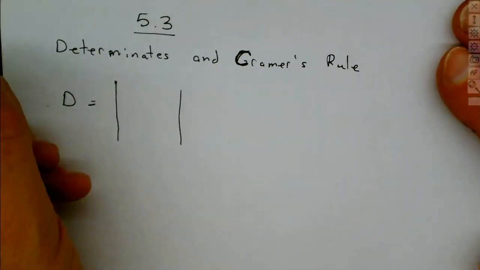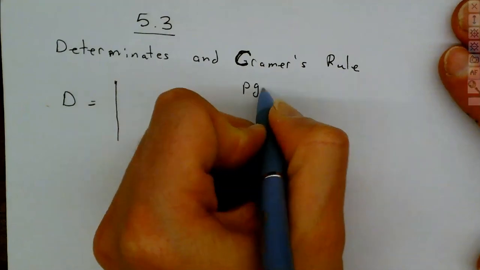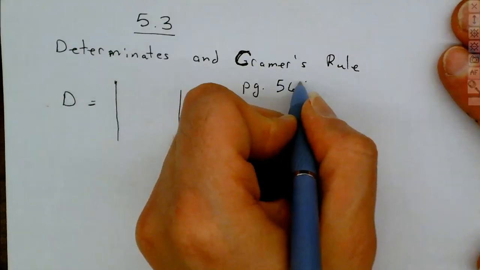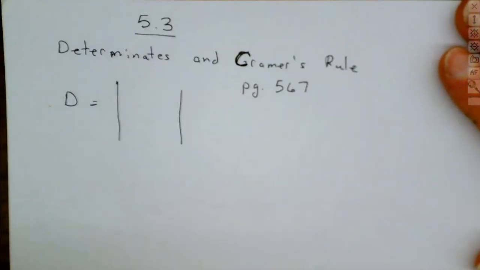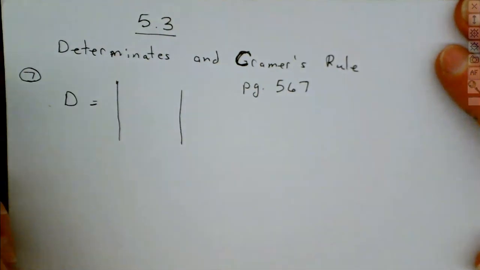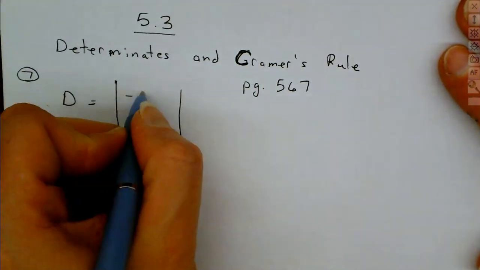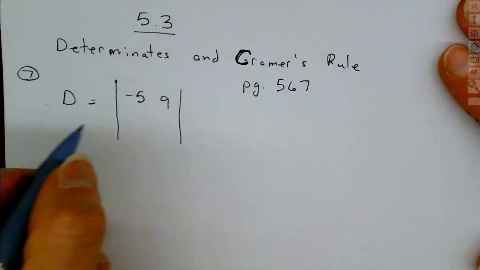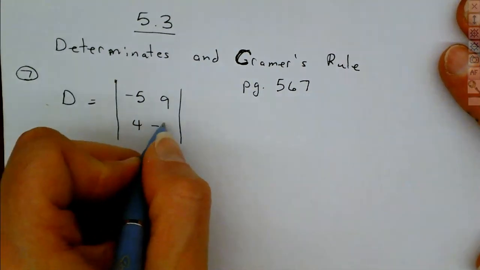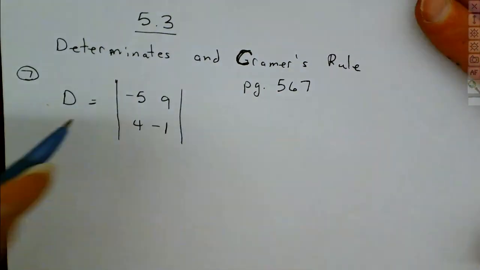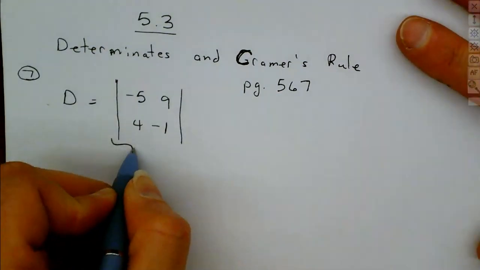And this is actually page 67. We're going to look at question number 7. And we're going to find this determinant. So we've got minus 5, 9, 4, and negative 1. And this is called a determinant.